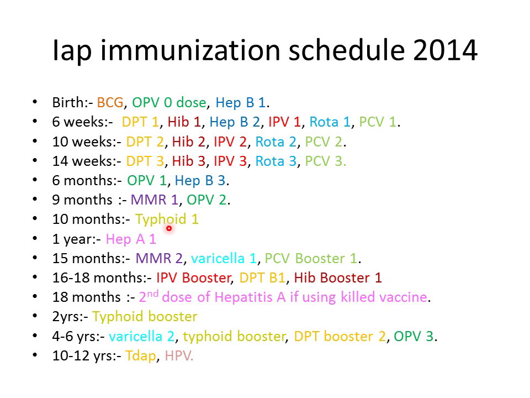Everything is the same as the national immunization schedule, except at 2 years and 4 to 6 years. The DPT booster and OPV are given in the national immunization schedule also. Varicella 2 is added and the typhoid booster is given. At 10 to 12 years, Tdap instead of DPT and human papilloma virus are given.